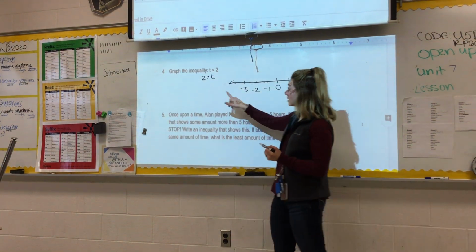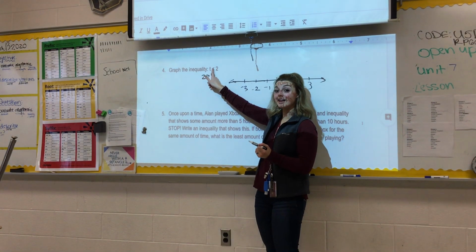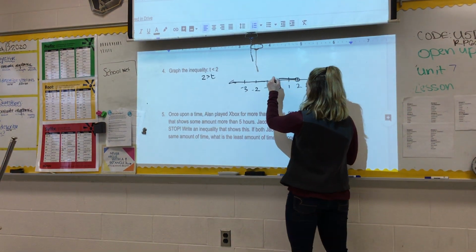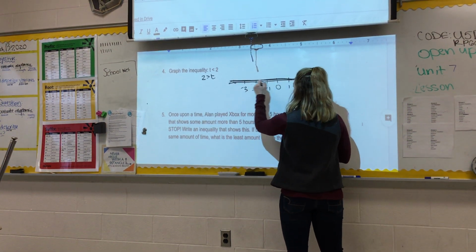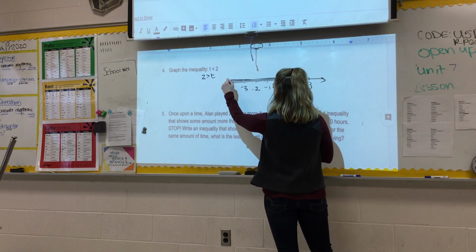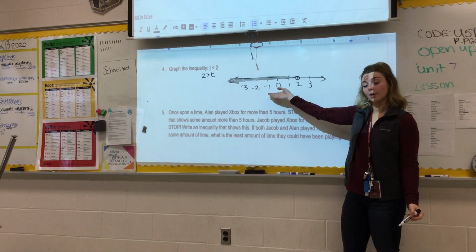And again, this says that 2 is greater than T, or T is less than 2. So remember, left is less. So my arrow is going to go this way. Such a beautiful arrow. There you go. Are there any questions?